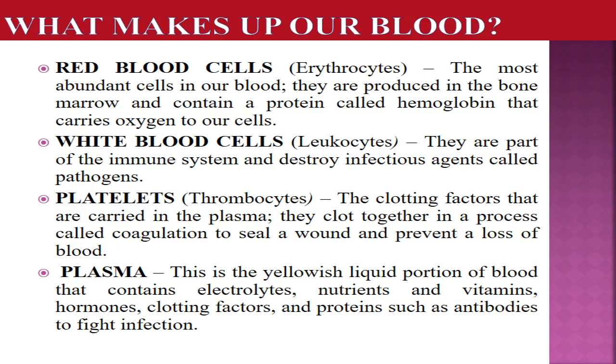The third type of cells present in blood are known as platelets. They are also known as thrombocytes. The clotting factors that are carried in the plasma clot together in a process called coagulation to seal a wound and prevent loss of blood. That means platelets help in the clotting mechanism of the blood, and hence they are also very good cells in the defense of the body.